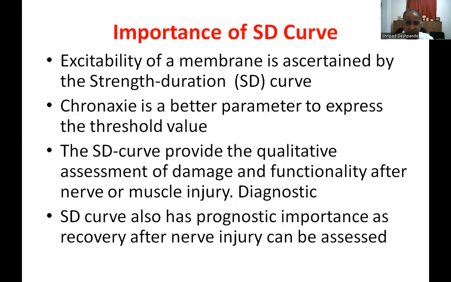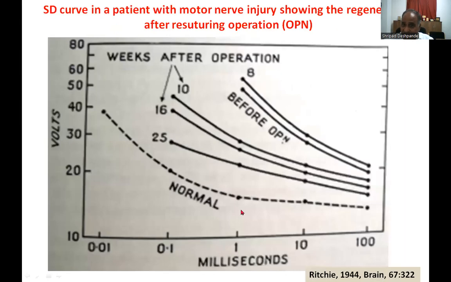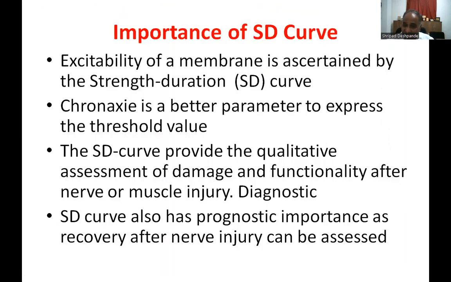Then, the strength duration curve also gives prognostic indications, whether it is improving or not improving. As I have shown in my earlier graph, if it is shifting leftwards, that indicates the recovery. Suppose it does not recover, that means whatever procedure you have adopted is not successful. That is the importance of the strength duration curve.